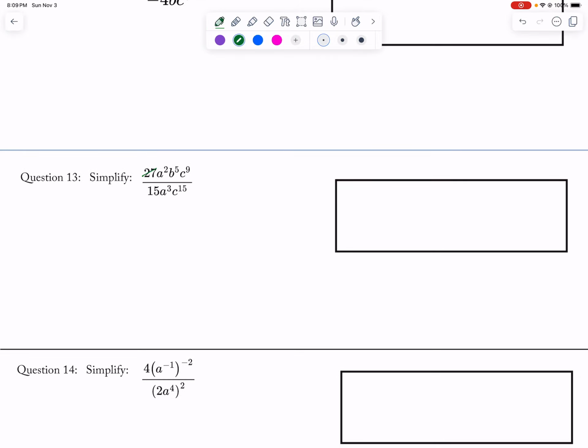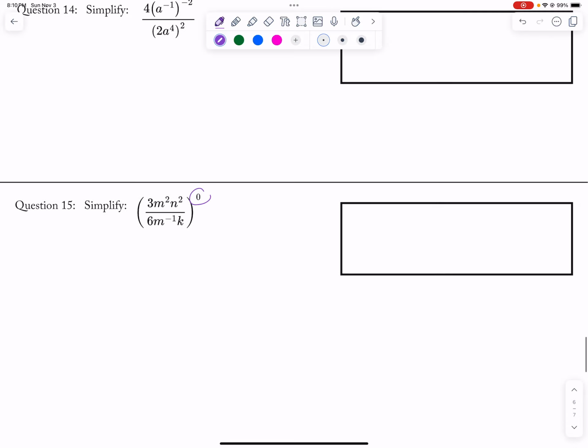27 and 15 reduce, so they're both divisible by 3. That gives me a 9 and a 5. And then my a squared would go to the bottom, so I would have a 9, I'd have a 5. A squared and my a cubed would be an a to the 3 minus 2 power. My b to the 5th power would stay on the top, and then I'd have c to the 15 minus 9. So this would be 9b to the 5th over 5ac to the 6th power.